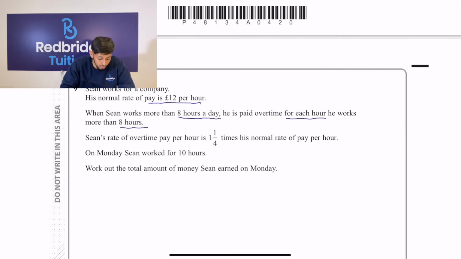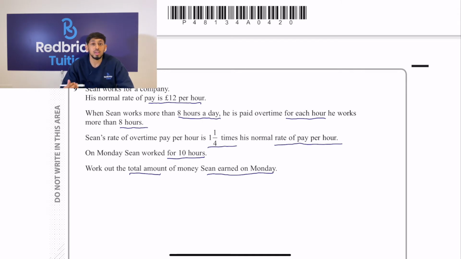Sean's rate of overtime pay per hour is 1.25 times his normal rate of pay per hour. On Monday, Sean worked for 10 hours. Work out the total amount of money Sean earned on Monday. Now this is a typical question where we need to break it down and work it out in steps.